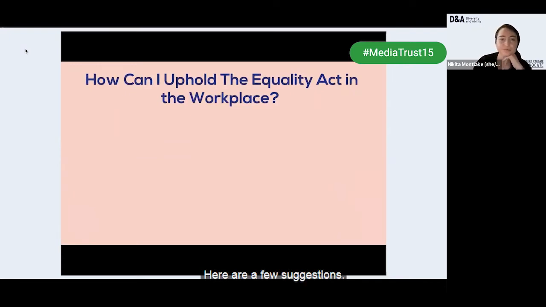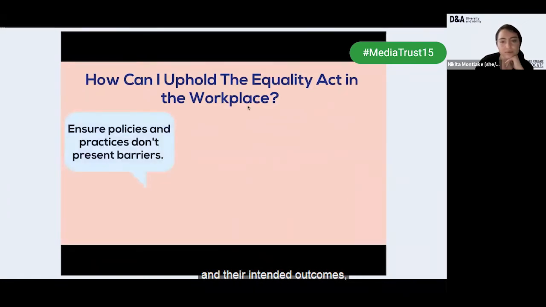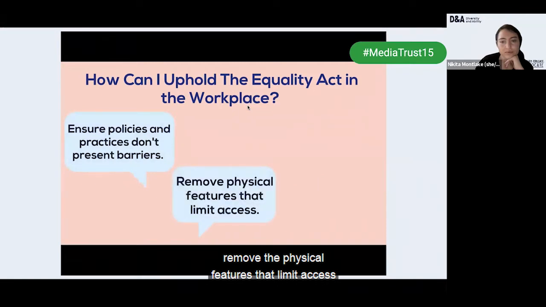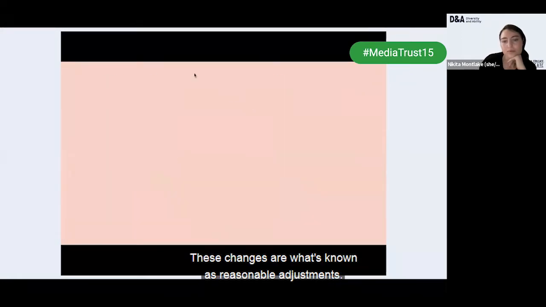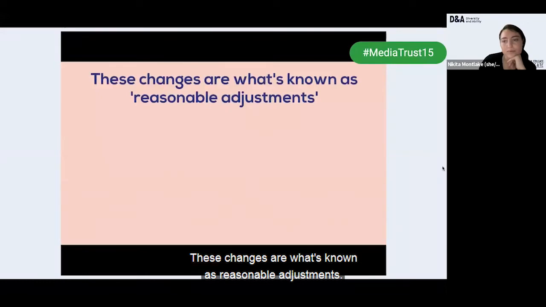How can I uphold the Act in the workplace? Here are a few suggestions. Ensure your policies and practices don't present barriers in the way that they're written and their intended outcomes. Remove the physical features that limit access, or provide reasonable assistive technology and services such as BSL interpretation or a hearing loop. These changes are what's known as reasonable adjustments.